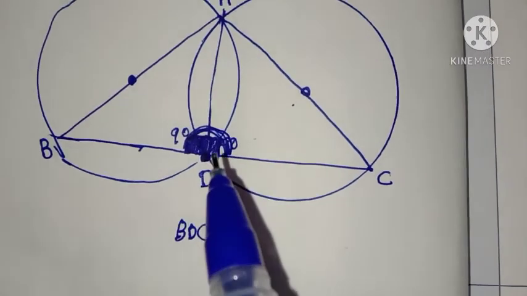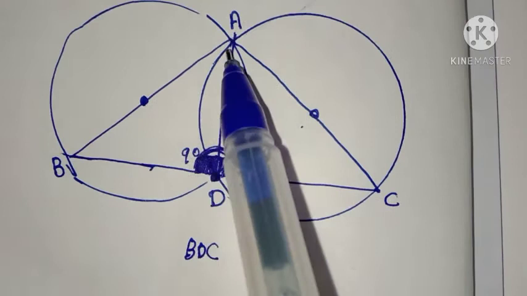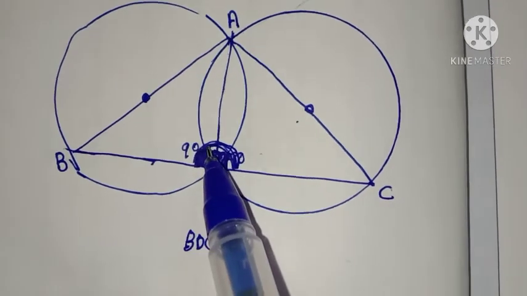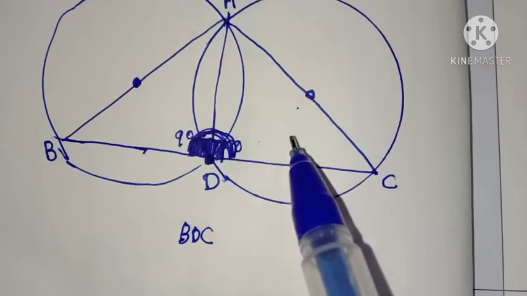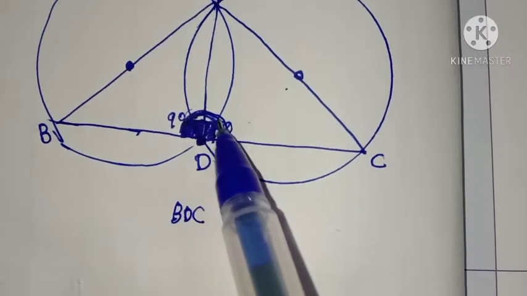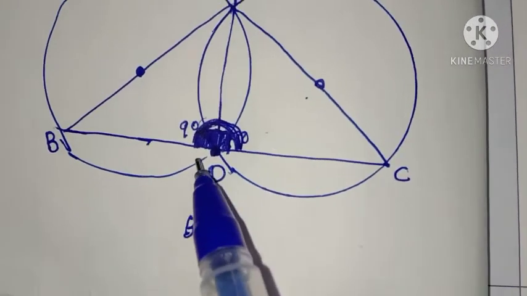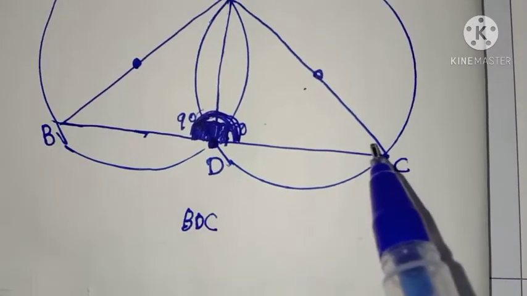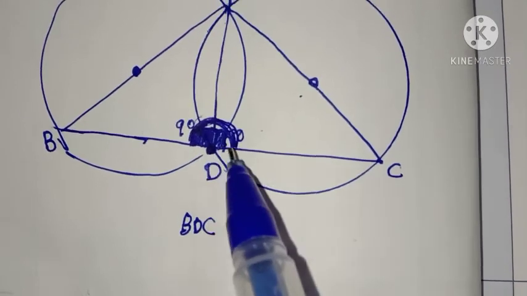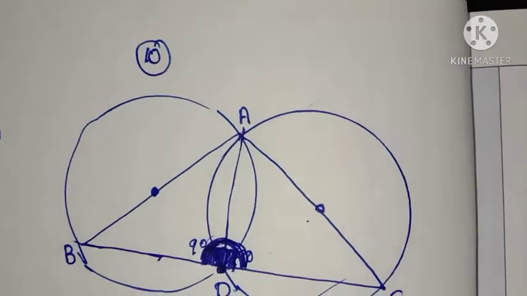Okay, so we apply only one concept here, angles in a semicircle. Consider this semicircle, therefore this angle is 90. Consider this semicircle, therefore this angle is 90. So the total angle is 180. 180 means BDC is a straight line, or the point D lies on this line BC. BC is our third side. Okay, so that is question number 10.